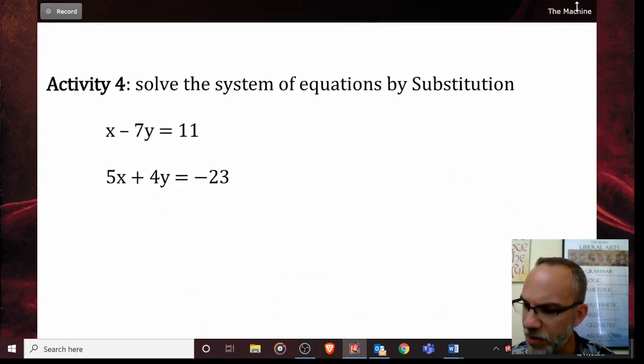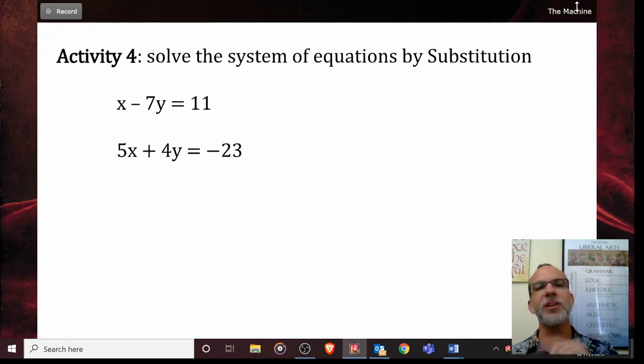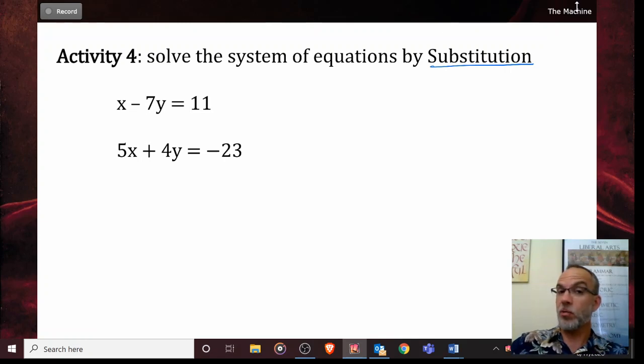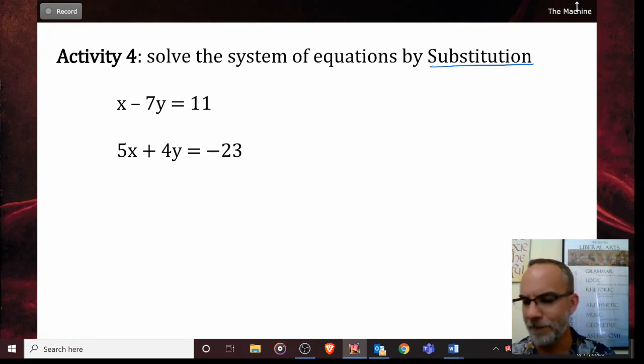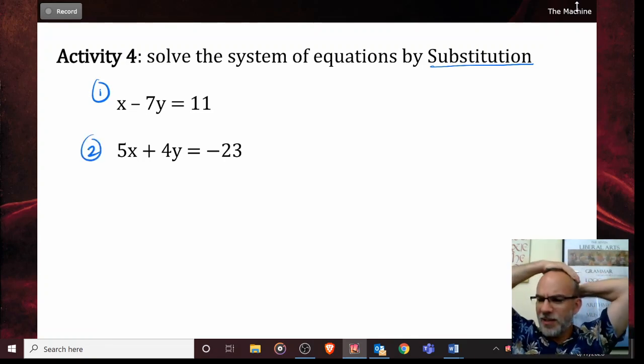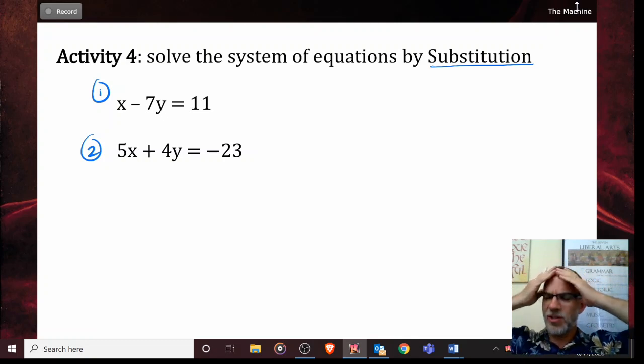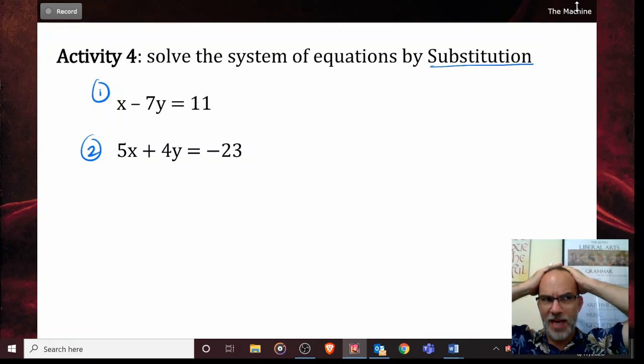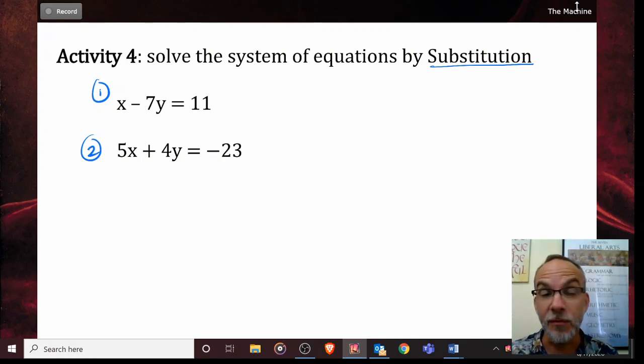Solve the system of equations by substitution. Now, if you took Algebra 1, you probably know how to do this, but let's talk about it. What? Substitution? Notice there's no graphing grid. I'm going to call this equation number 1, and I'm going to call this equation number 2. How do I find an x and a y value that solve both of those at the same time? Do I just guess and check until I find something? That might take me forever, especially if it's a fraction or a decimal. Good luck with that.